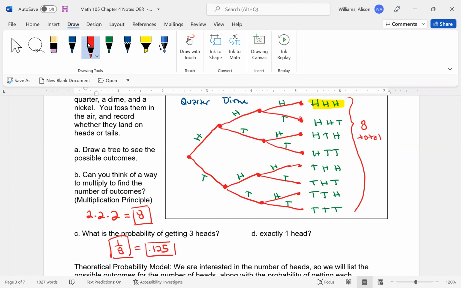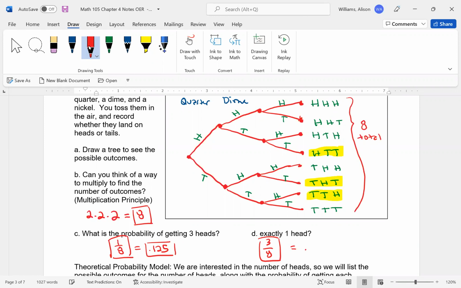Okay, so that's a little bit different. That means we're looking for only one head. The first one that qualifies here is this, which has one head, two tails. This one works, tails, heads, tails. And this one works, one head, two tails. So that would be 3 out of 8, which is a perfectly acceptable answer. If you want to put it as a decimal, it's 0.375.